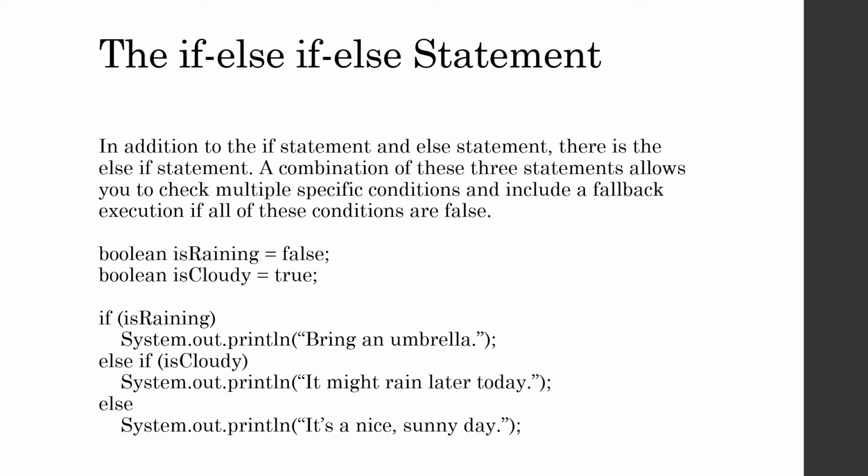So the way that this is going to work is we're going to check the first condition. So we're going to say if is raining. If that's true, we're going to go ahead and execute that line. And then we're going to just ignore all of the rest of the conditions that we specified here.